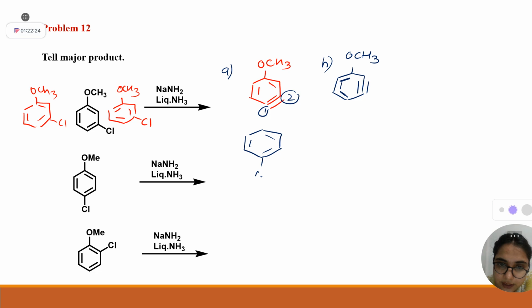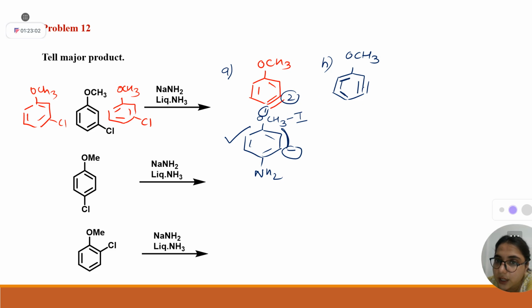If it attacks at position number 1, the negative charge will come here, and you know very well that in benzyne, the effect that predominates is minus I. In every example of benzyne, minus I. And inductive is a distance dependent effect. Yes or no? The closer the group is to this negative charge, the more it will stabilize. OCH3 is minus I, so it will stabilize this negative charge. So you will get this product if you are getting this benzyne. Correct?